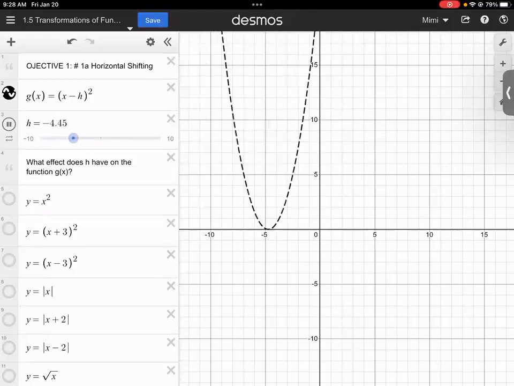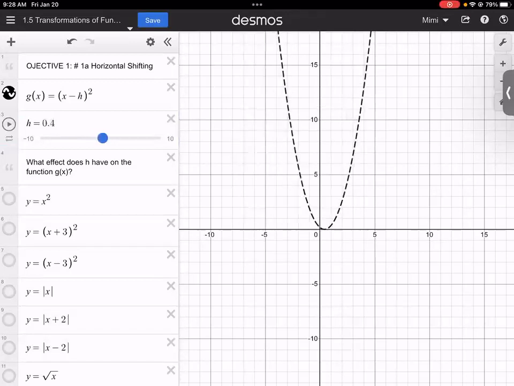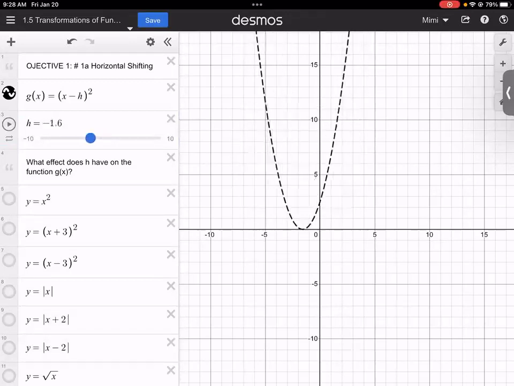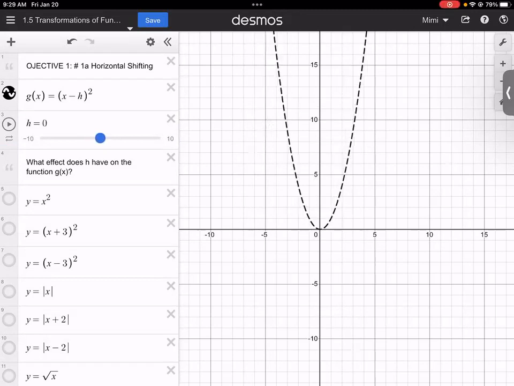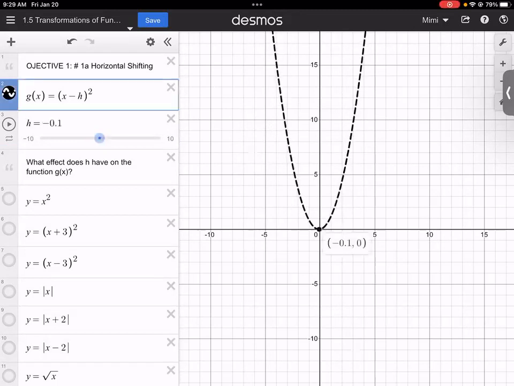What do you see? If h is 0, then x minus 0 is just x, right? And then square. So y equals x squared is just a parabola opening up at the origin, right here at the origin.